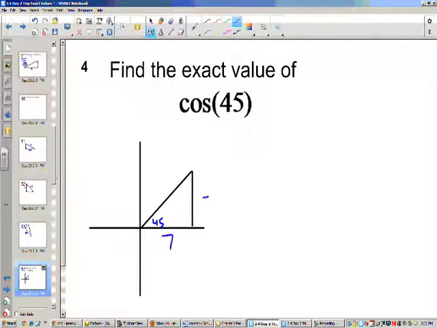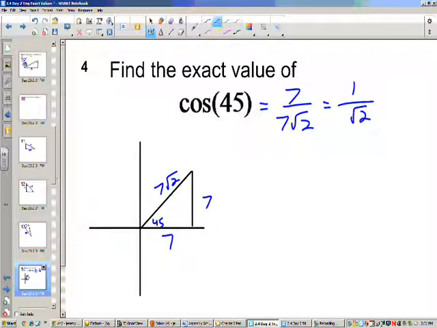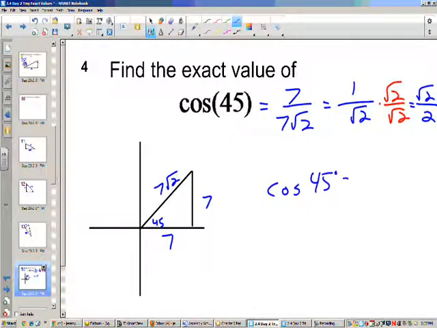I could do 7, 7, 7 times the square root of 2, or 10, 10, 10 times the square root of 2. Now, if we keep it here, 7, 7, 7 square root of 2, cosine is the adjacent side, so adjacent to 45 would be 7, over the hypotenuse, which is 7 root 2. Now we can simplify this. 7 over 7 is 1, so 1 over square root of 2. Now I'll rationalize it, so multiply root 2 over root 2. And this is going to be square root of 2. Root 2 times root 2 is root 4, which becomes 2. So the cosine of 45 degrees is the square root of 2 over 2.